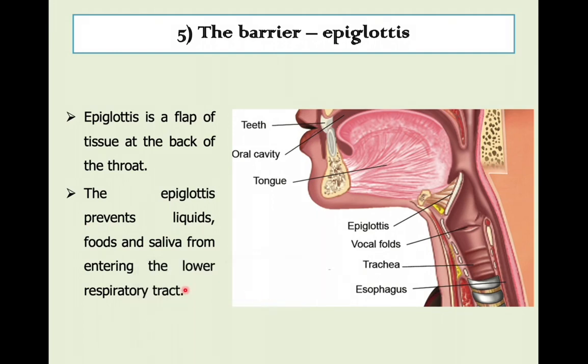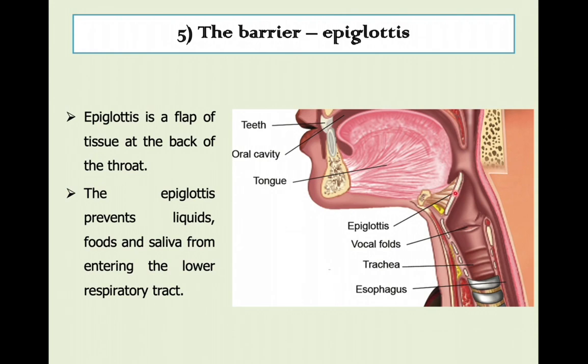Laser pointer. Right. Okay, next barrier is epiglottis. Alright, epiglottis. So epiglottis is a flap of tissue at the back of the throat. Okay, epiglottis ni dia macam bentuk shape of leaf. Okay, so the function of the epiglottis ni is to prevent liquids, fruits and saliva from entering the lower respiratory tracts. Okay, so kalau you tengok kat gambar ni, right?